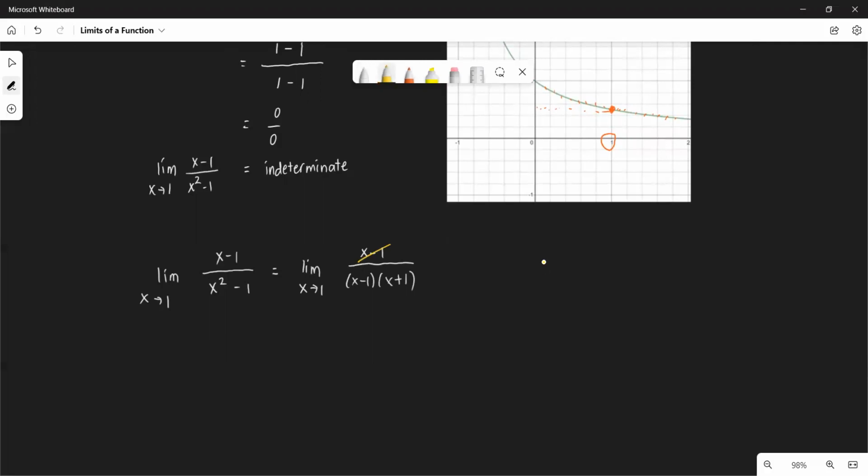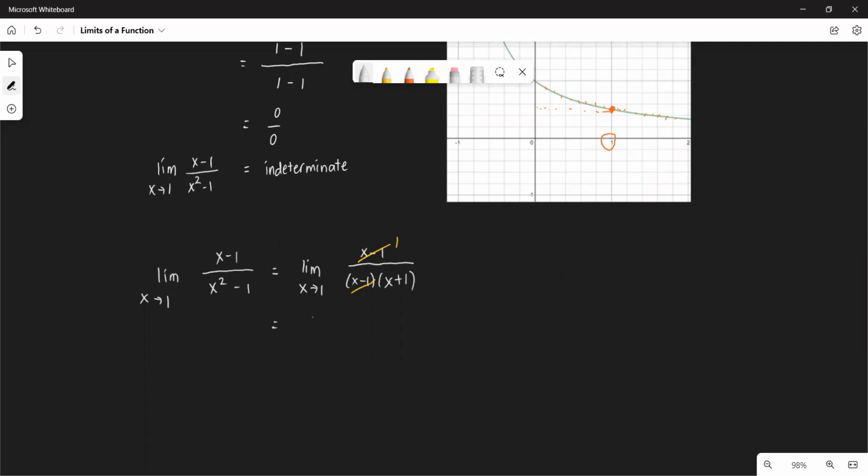X minus 1 is a common factor. So take note that there's still a 1 above. A common mistake is that students tend to disregard the remaining 1 factor in the numerator and just write it as x plus 1. In fact, this is not x plus 1. It's 1 over x plus 1. Okay, take note of that.